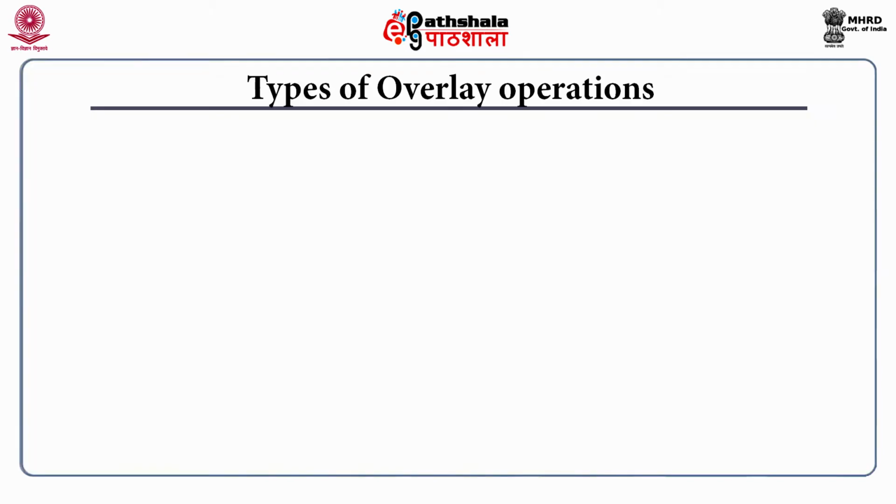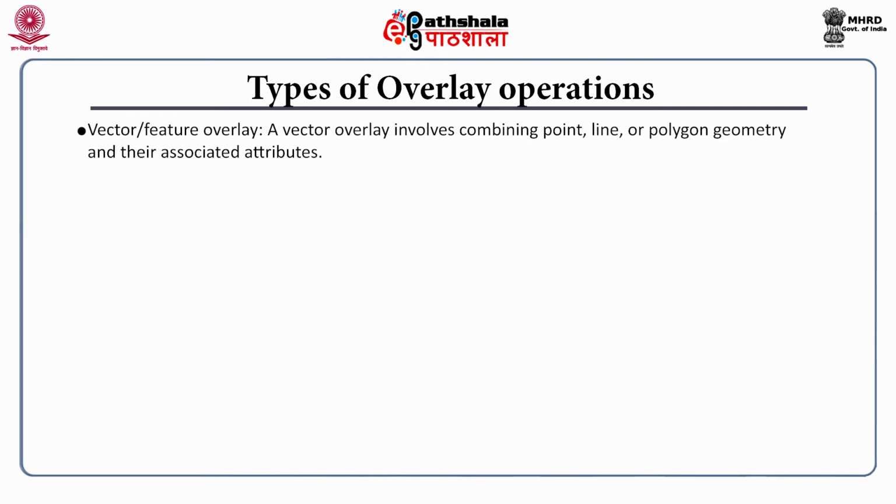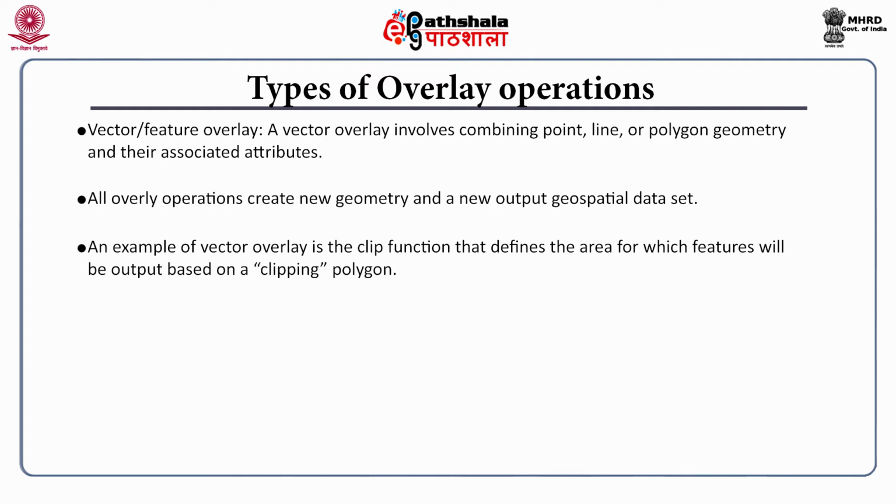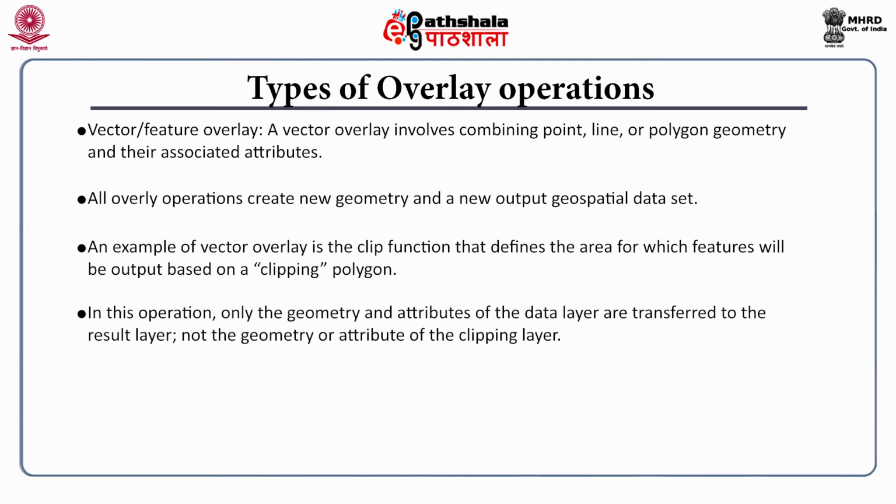So, coming to the types of overlay operations, we have vector feature overlay, that is a vector overlay involves combining point, line or polygon geometry and their associated attributes. All overlay operations create new geometry and a new output geospatial data set. An example of vector overlay is the clip function that defines the area for which features will be output based on a clipping polygon. In this operation, only the geometry and attributes of the data layer are transferred to the result layer, not the geometry or attribute of the clipping layer.